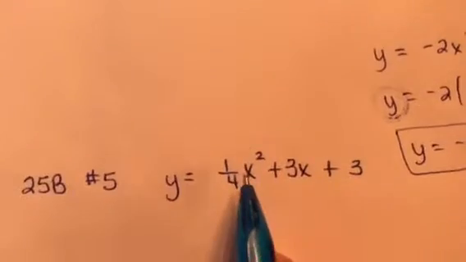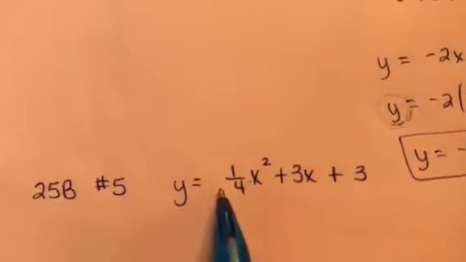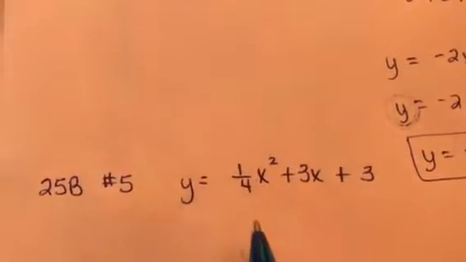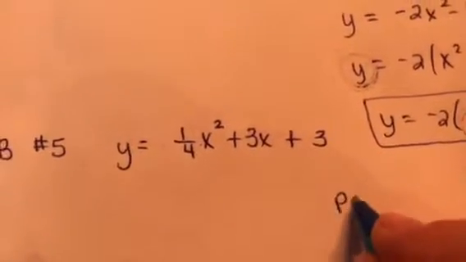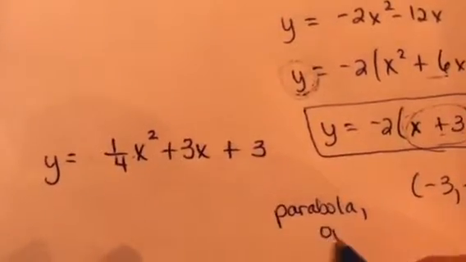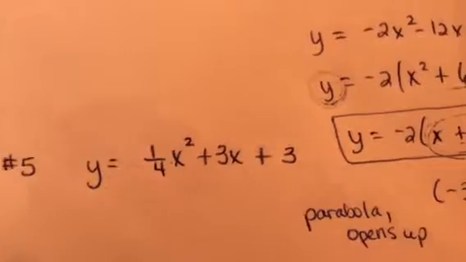I also know it's a parabola that opens up because the coefficient on my x squared term is positive. It may be ugly, but it is positive. So I already know, and on my answer, I'm going to write that this is a parabola, and it opens up.